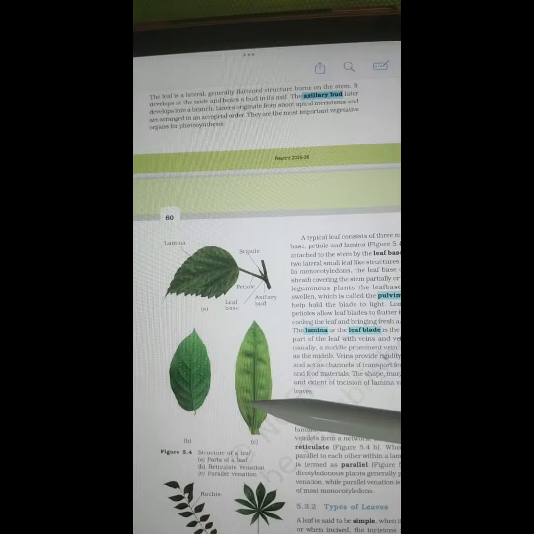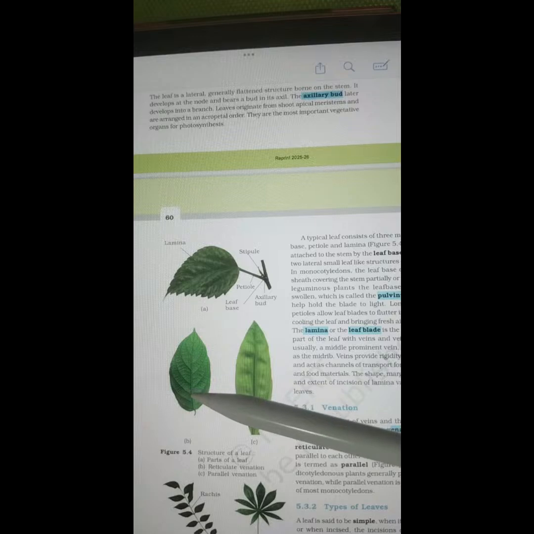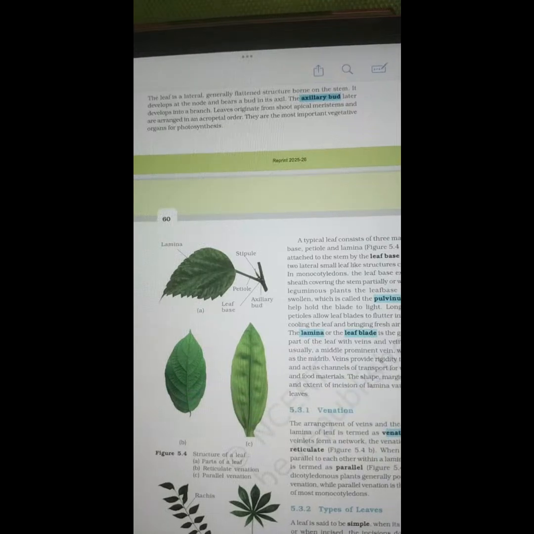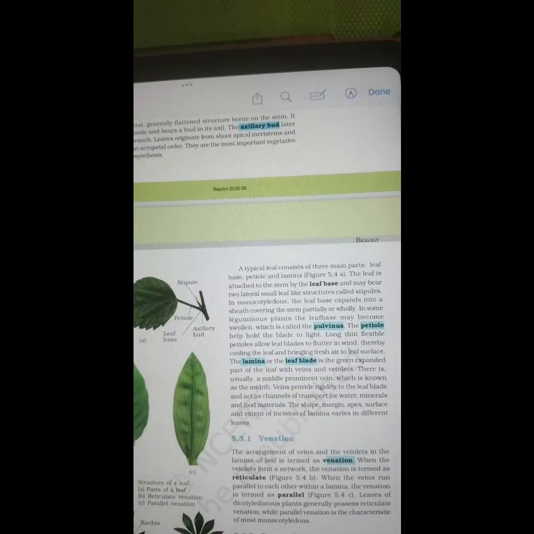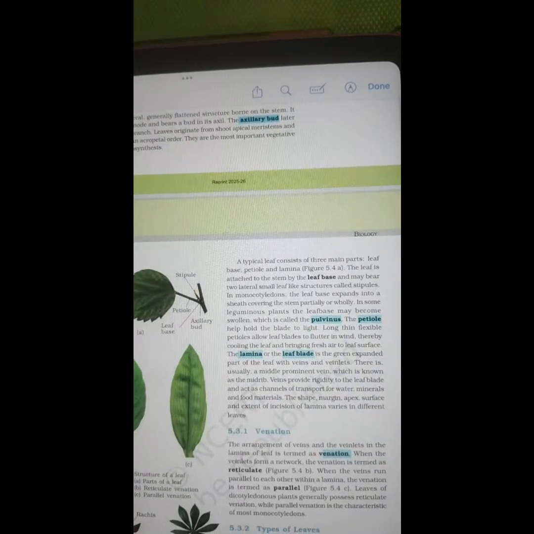What are veins? Veins are actually the prominent areas where the mechanical tissues are high, where the conducting tissues like xylem and phloem are high, and they basically help in the transport of water, minerals, and food. So if the veins and the veinlets are arranged parallel, the venation is known as parallel venation. But if they are forming a network as seen in this leaf, then it belongs to a dicot. So seeing the external look, you can identify whether the leaf is of a monocot or a dicot.